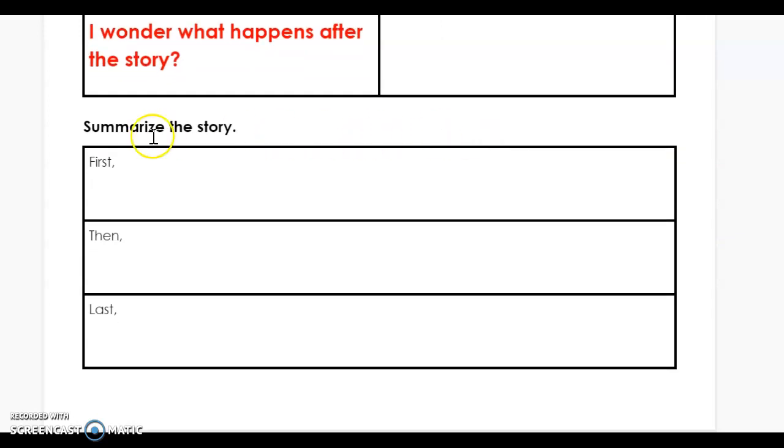And keep going on to the last part, which is summarizing the story. I can see that I'm asked to write a first, then, and a last. What I want you to do here is to write one sentence only. One sentence that's something really important that happened at the beginning, in the middle, and at the end. So to start, I think it's important to say that the sun and the wind were arguing, right? So I can have my sentence say, first, the sun and the wind were arguing over who was stronger.